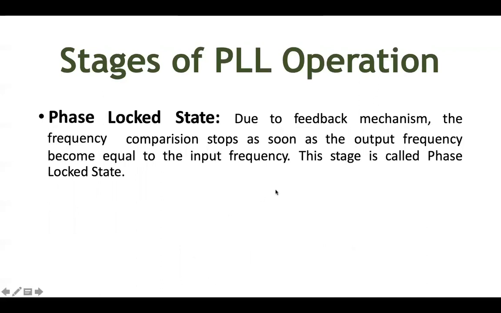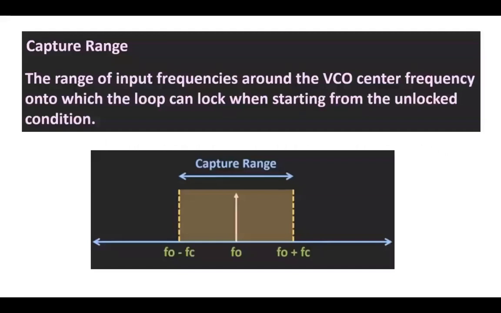Then I have phase lock state. So due to this feedback mechanism, what is happening? The frequency comparison happens, and it stops as soon as the output frequency becomes equal to input frequency. So it will try and wait till they match up the inputs and the outputs. Once they match up, you will be able to see that it is locked and it's going to be constant.